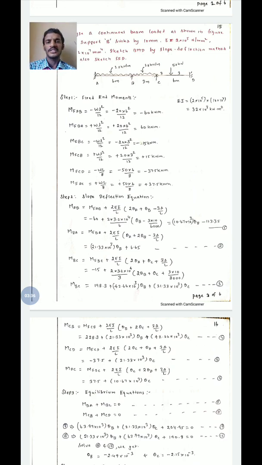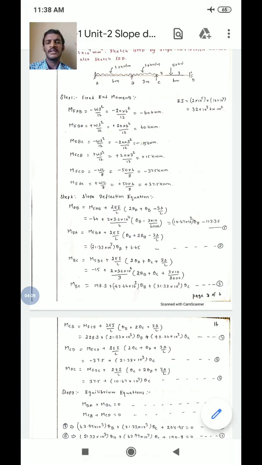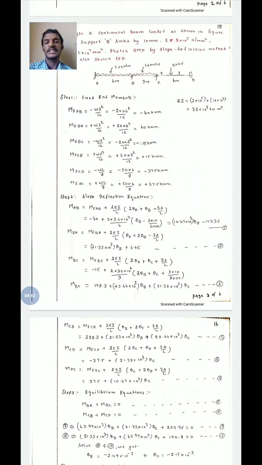Second step, slope deflection equation. As I already said, slope deflection equation will be calculated based on the number of spans. For each span, we will get 2 slope deflection equations. In this problem, there are 3 spans. Therefore, we will get 6 slope deflection equations. First, for AB portion, MAB is equal to MFAB plus 2EI by L in bracket 2 theta A plus theta B plus or minus 3 delta by L.